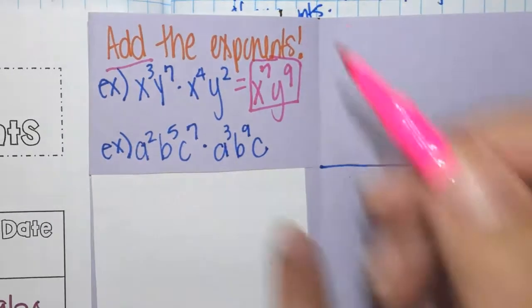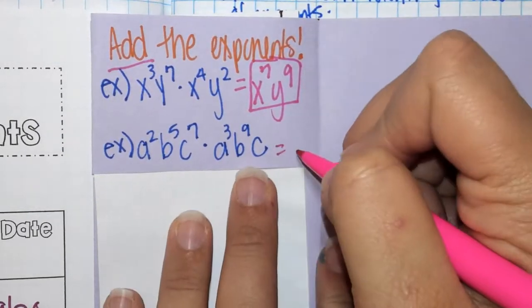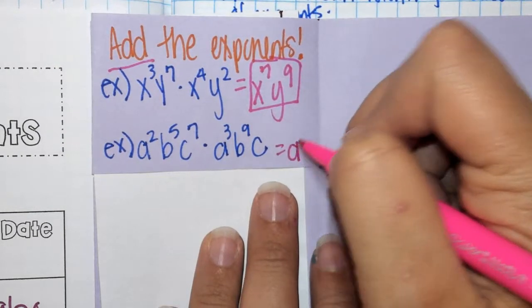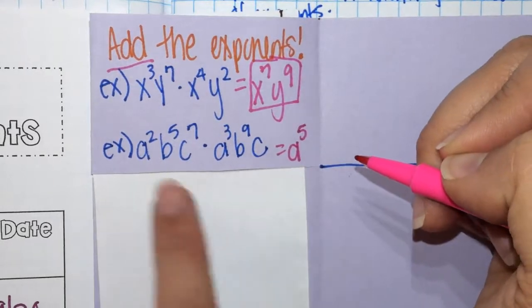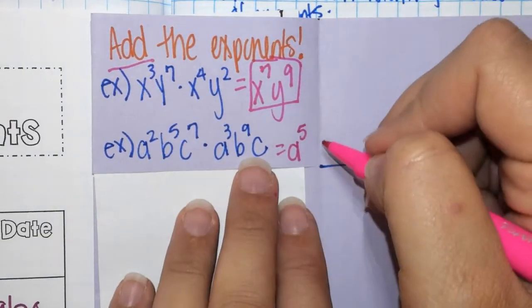So what's a squared times a cubed? A to the 5th power. What's b to the 5th times b to the 9th?